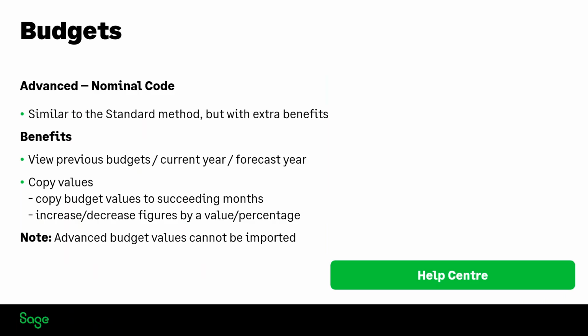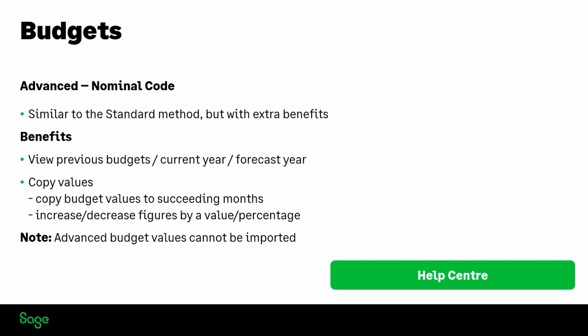So that's something to bear in mind when you're deciding on your method, I suppose the time it takes to establish your budgets. Do you normally prepare them outside of Sage? If you do, then with the advanced methods, you've then got to key that in manually. Whereas if you're on the standard method, you might have that budget information for each nominal code, pop it into a spreadsheet, and then you can import that. But with the advanced methods, you can't.